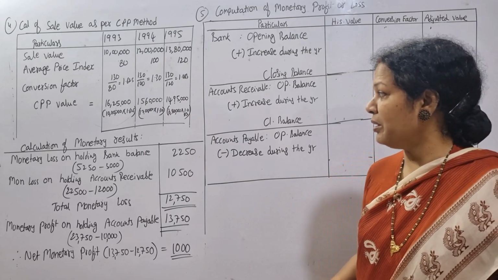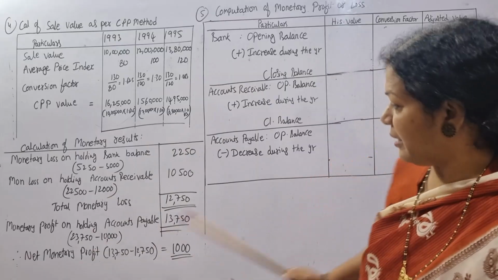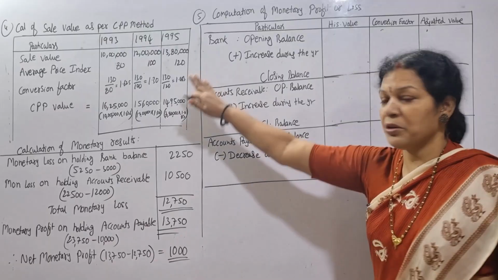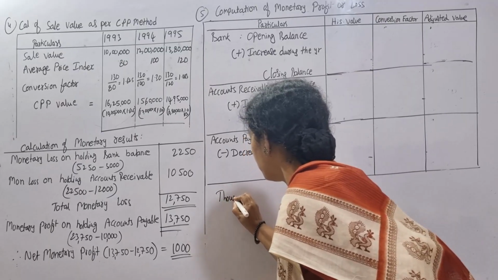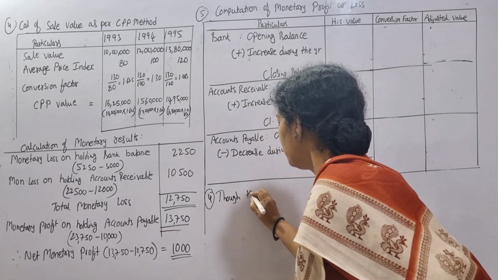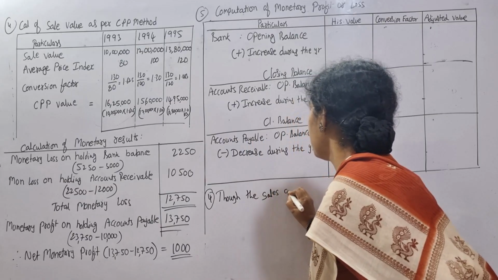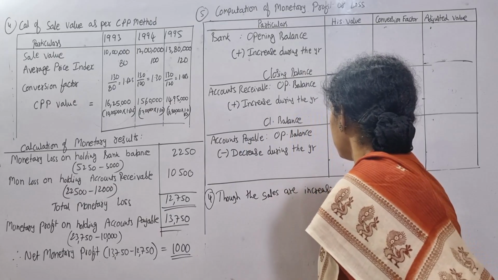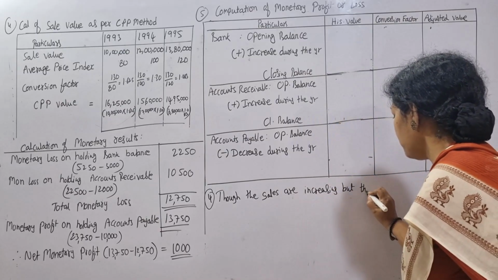So you can write a comment. There is no space, as I have already written for the next problem, so I'll write here. Comment for this fourth problem: though the sales are increasing, but the CPP value is decreasing.